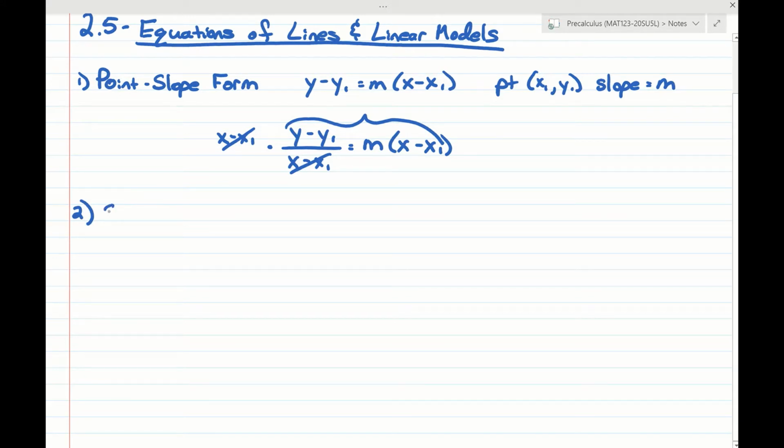Another form is called slope-intercept form. And we've talked about this. We know that y is equal to mx plus b, where m is our slope and b is our y-intercept.